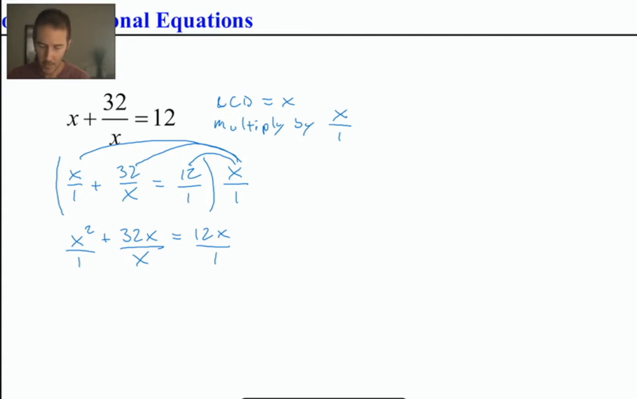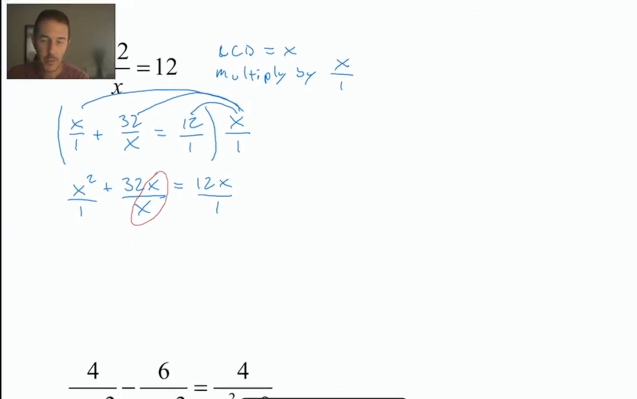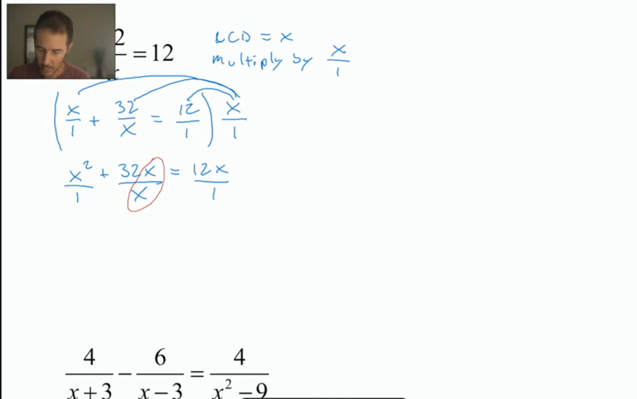What I'm going to do now is I'm going to reduce. So I've used the LCD. I've multiplied the LCD into my equation in order to not create a common denominator, but to get rid of all of my denominators. In this case, we only had to get rid of one denominator, the x, and that leaves us with this equation, x squared plus 32 equals 12x. This is still an equation that we need to solve because it's got an x squared and an x to the first power and a constant term.